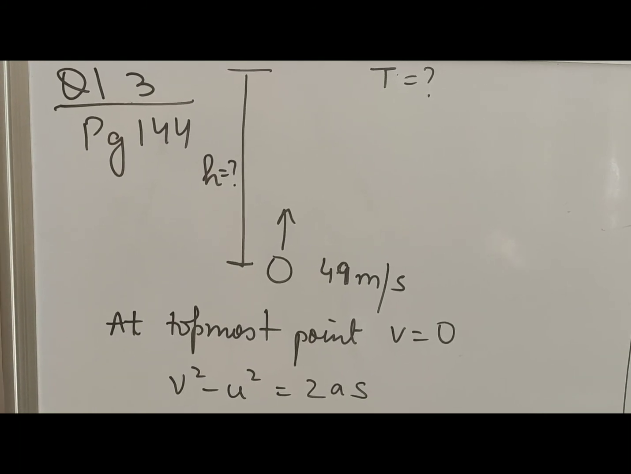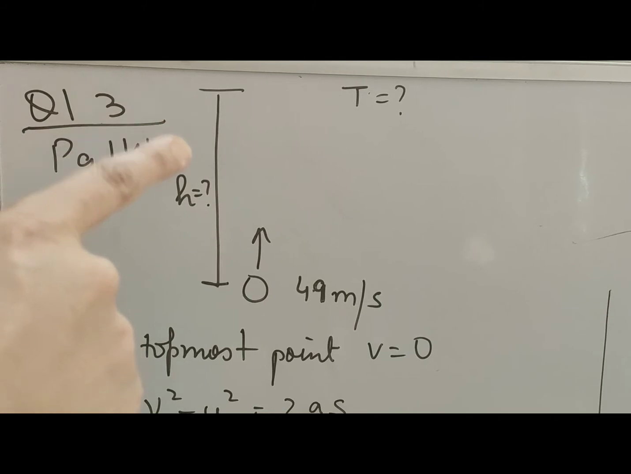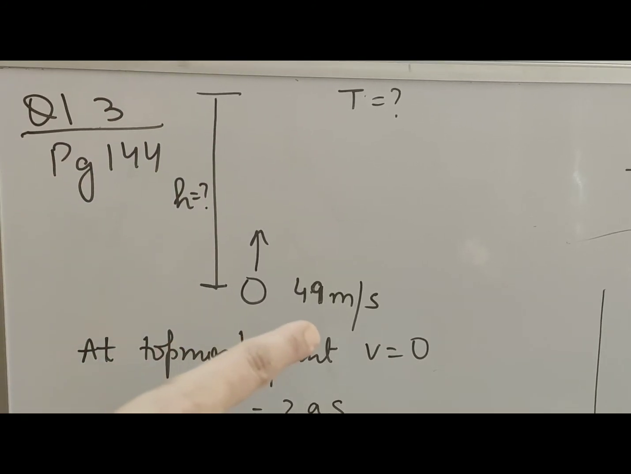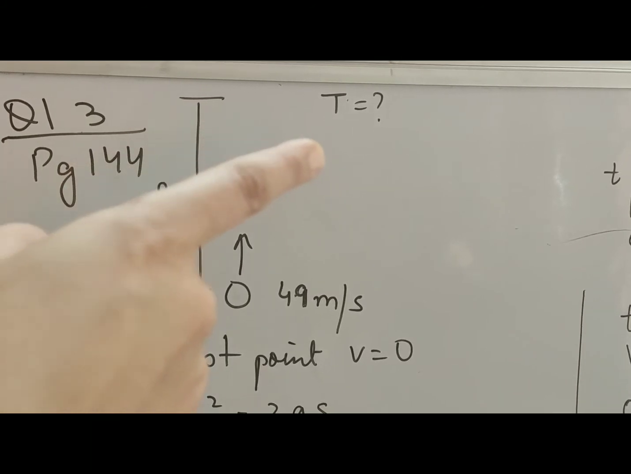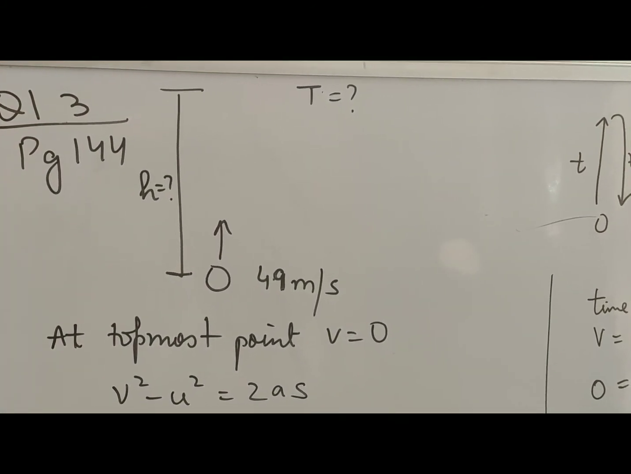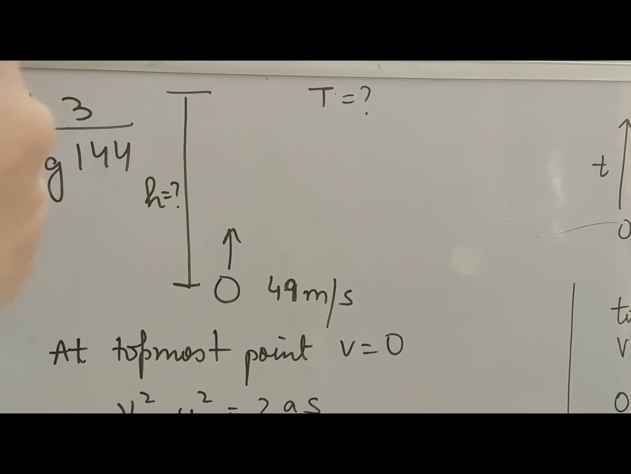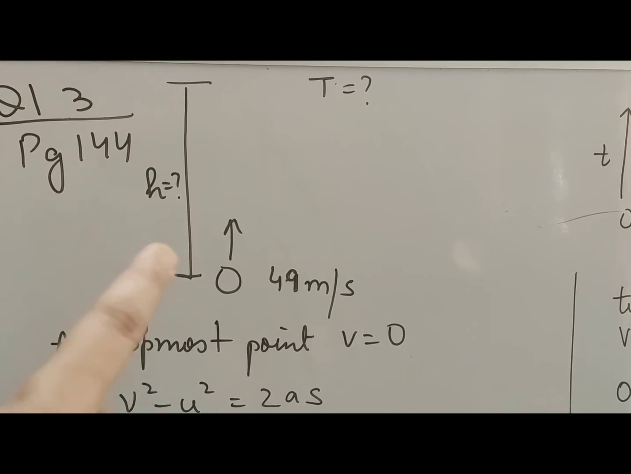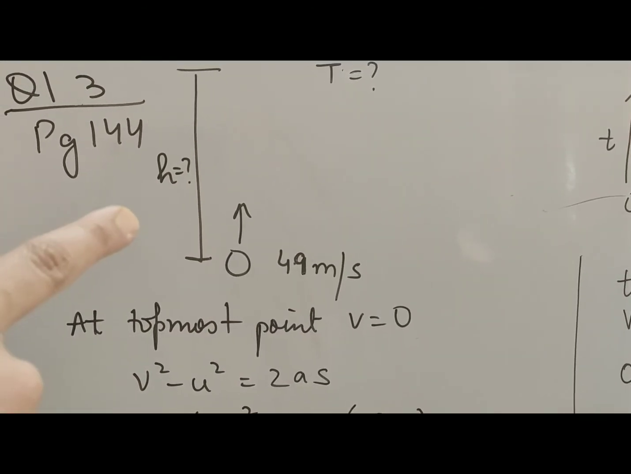This is question number 13 from the back exercise. It says that an object has been thrown up with a speed of 49 meter per second. You have to calculate the maximum height it reaches and the time it takes to come back to the earth. That means the total time of going up, time of ascent, plus the time of descent, time of coming back. You have to calculate the total time. So first we will calculate the maximum height it reaches.